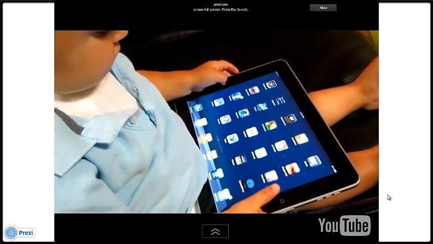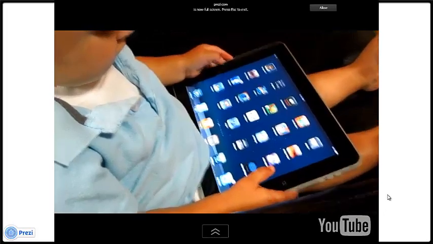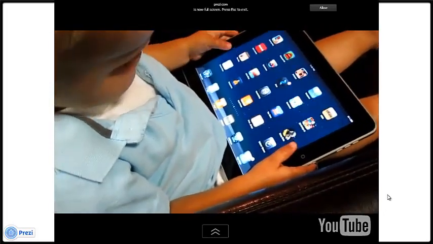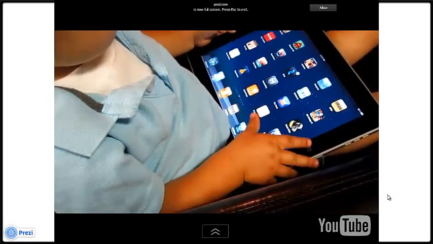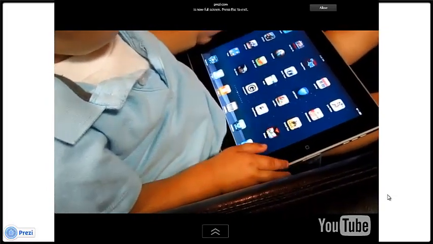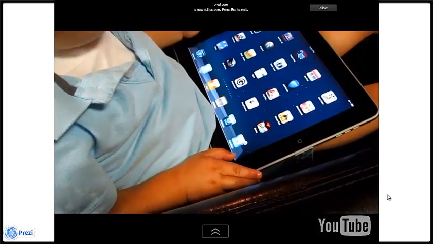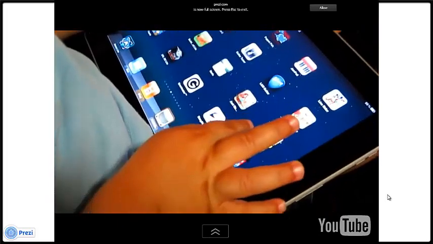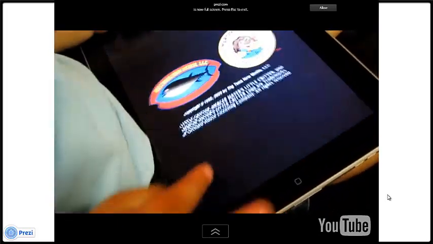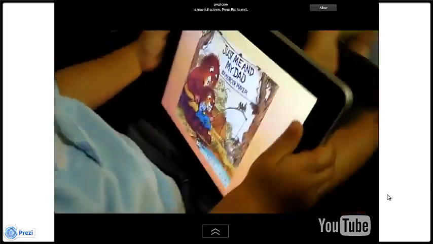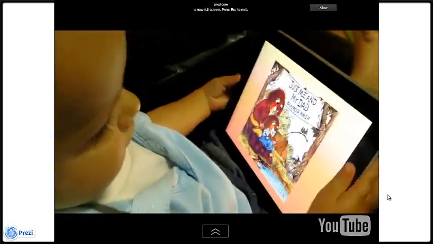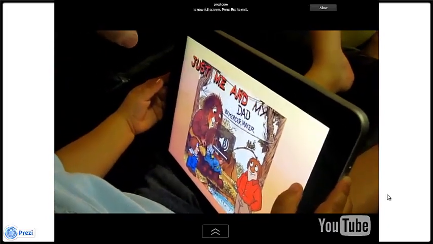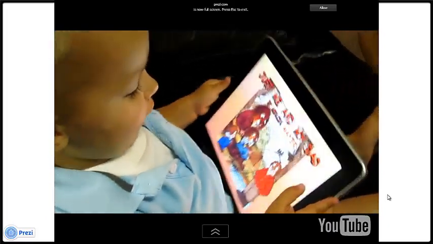Or Tozzle. Get car. What about just me and my daddy? Oh, yeah. Go to Just Me and My Dad. There it is. Go to Just Me and My Dad book. Okay. Good job. You really like this one, huh? Turn up. Oh, okay. I'll turn it up. Just me and my dad. Good job, Daddy. Thank you.